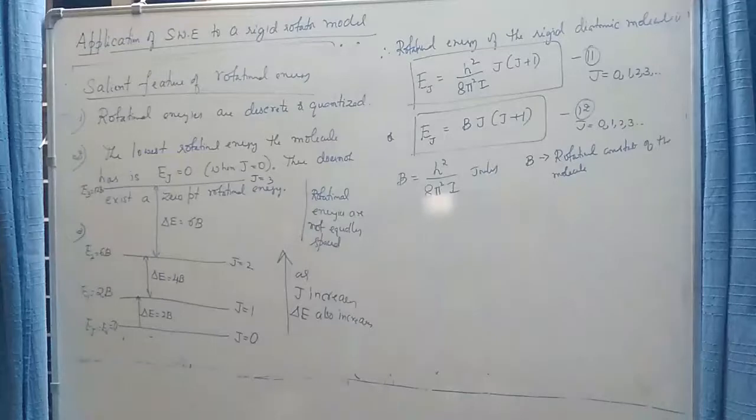So this is about the application of the Schrodinger wave equation to the rigid rotator model, which is useful for describing the rotational spectroscopy of a diatomic molecule. In the coming class, we will apply the Schrodinger wave equation to another model called the simple harmonic oscillator model, which is useful to describe the vibrational spectroscopy of a diatomic molecule.